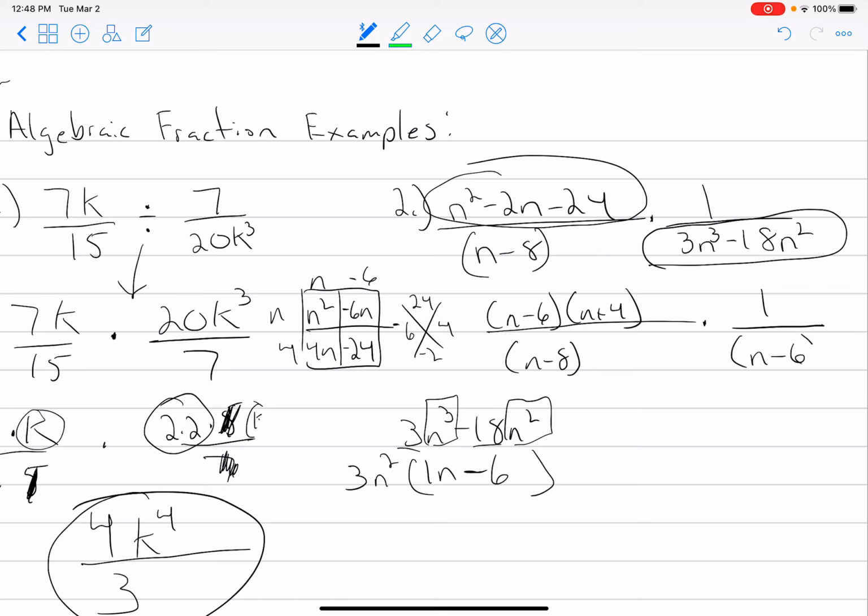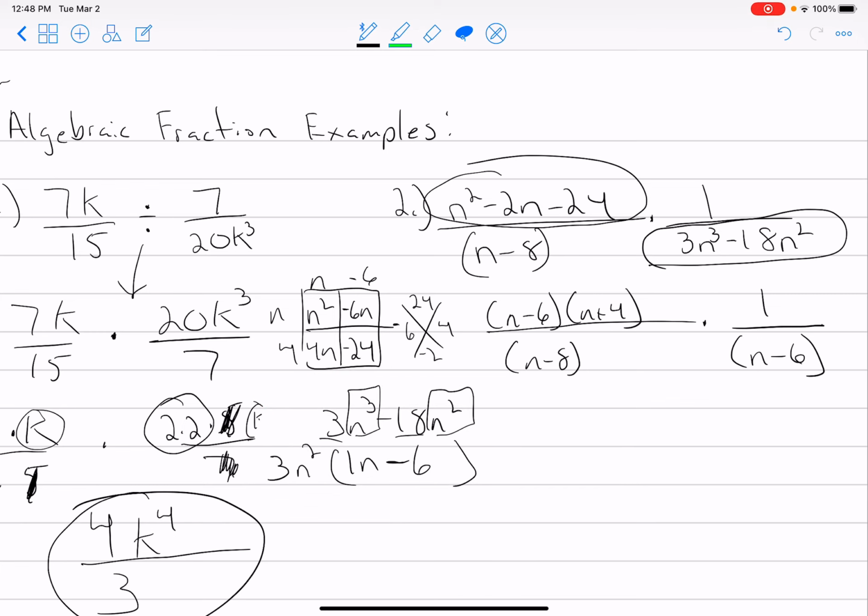N minus 6. Now, look at all the stuff I can do. It's only a little bit. N minus 6 is a factor. N minus 6 is a factor. That's all I can do. So what happens across the top? 1 times n plus 4 just becomes n plus 4. I can keep it like that if I want to. And n minus 8 times, this is really a 1, just leaves me with n minus 8.